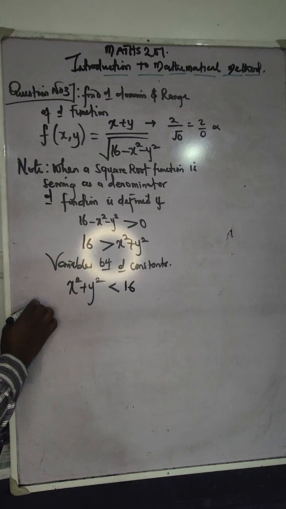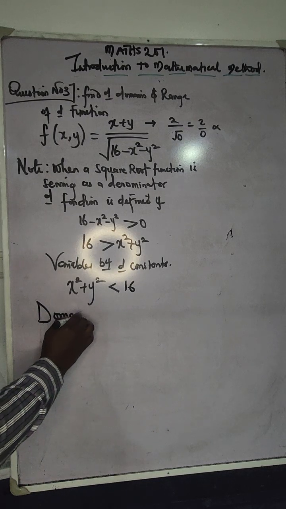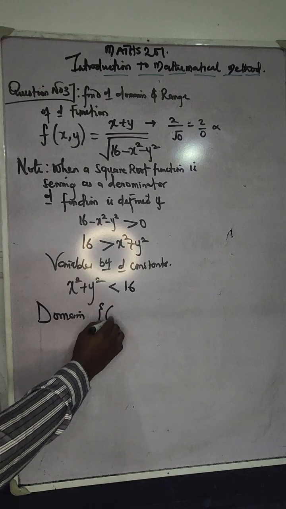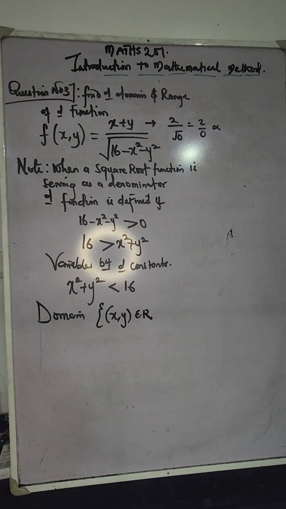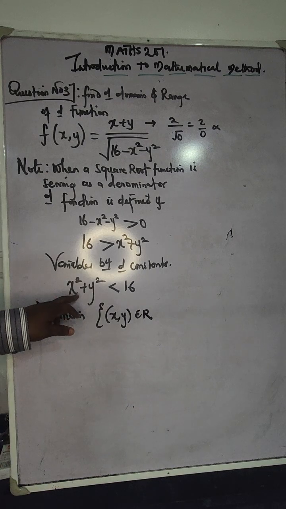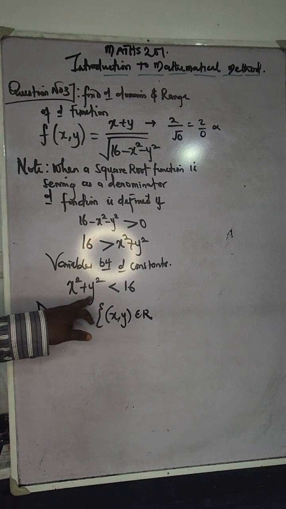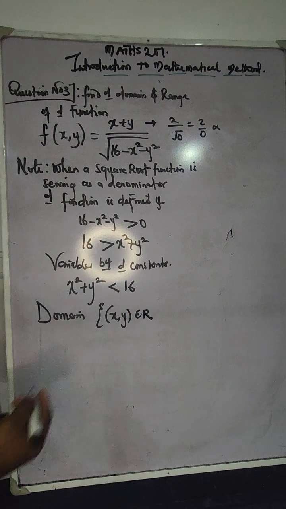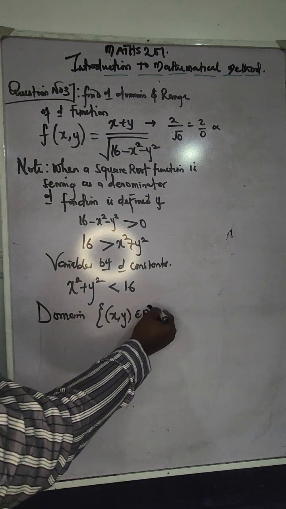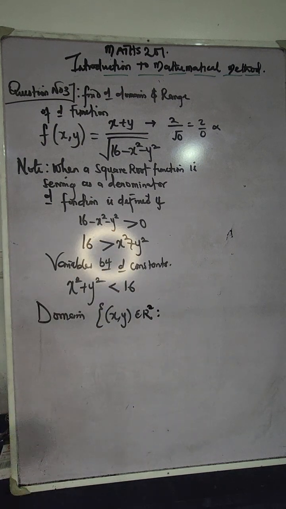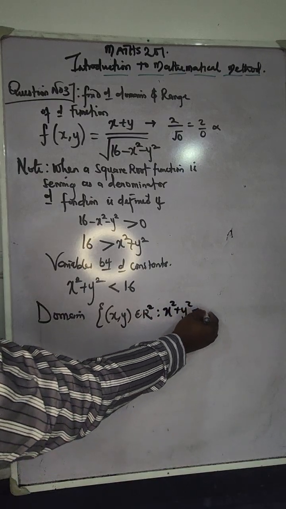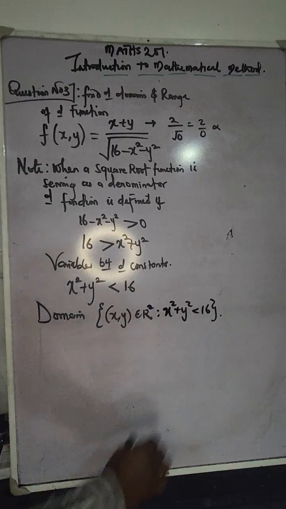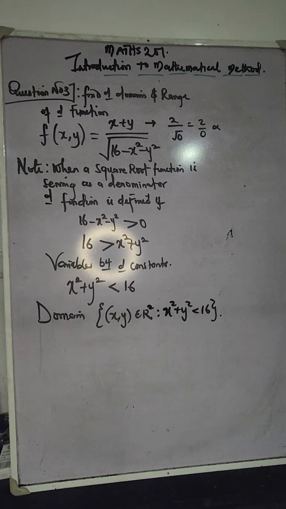So the domain of the function is (x, y), element of all real numbers. Tell me, what will be the dimension? The dimension is 2, because we are dealing with two independent variables. So we said (x, y) is an element of R squared such that x squared plus y squared is less than 16. Did you see that?